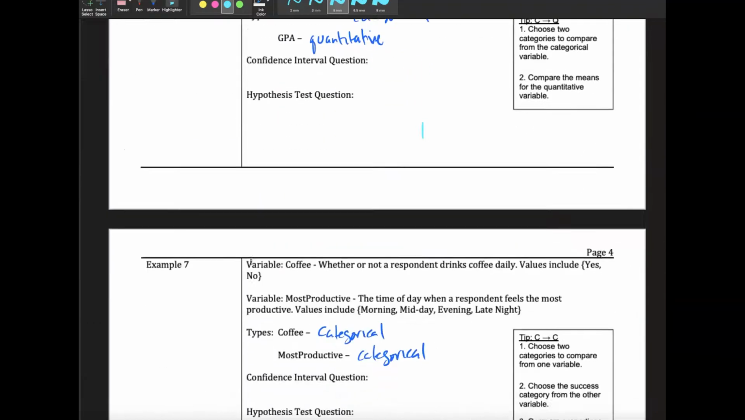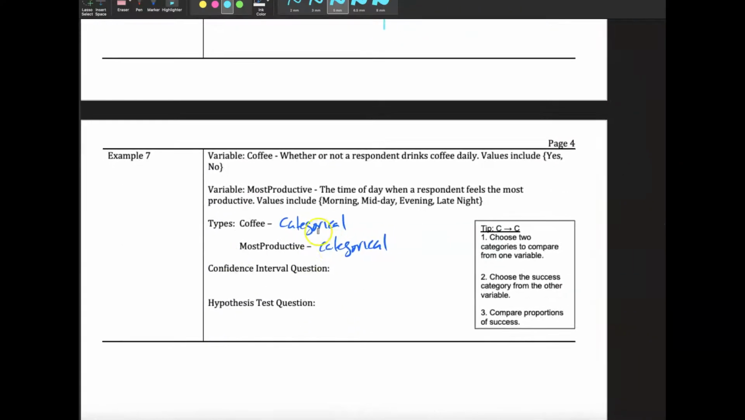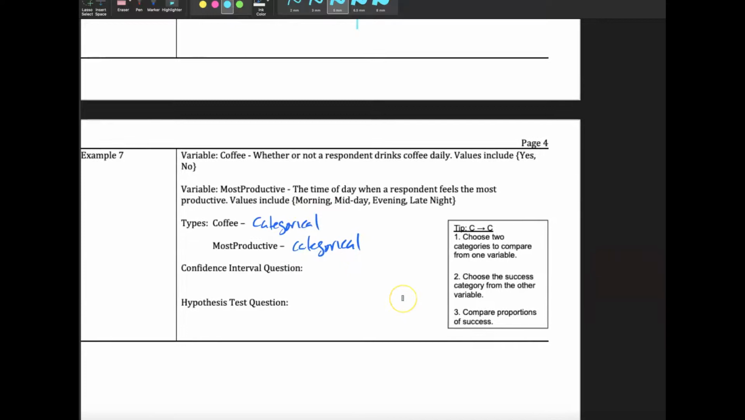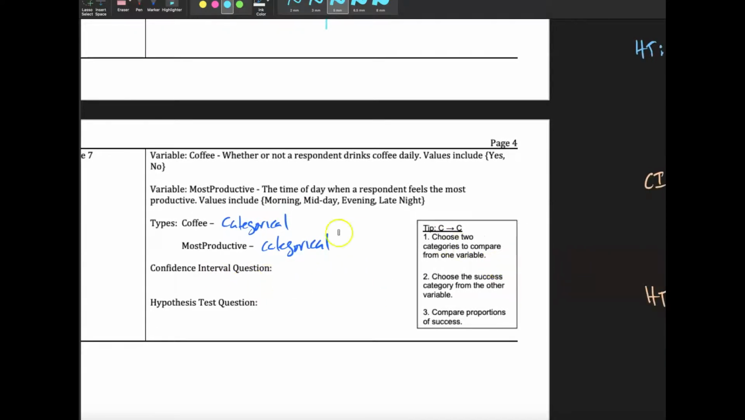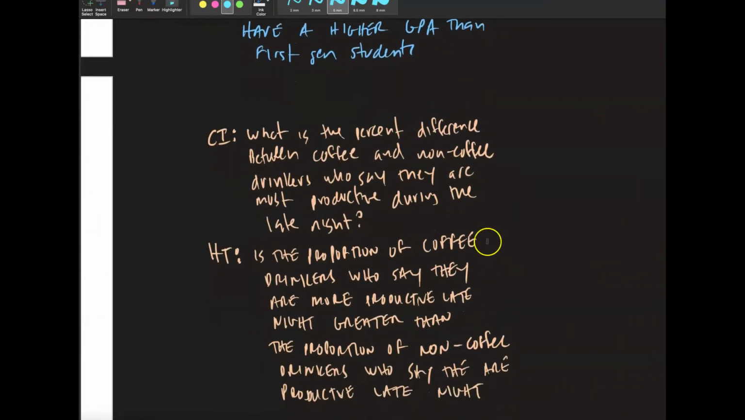Then we have one more example. This time we have two categorical variables. It's a little more challenging to come up with a confidence interval question. You're going to choose one of the categories. I'm going to look at coffee drinkers and non-coffee drinkers, and then choose success from one or the other. I'm choosing late night. How would I compare them? What is the percent difference between coffee and non-coffee drinkers who say they are most productive during the late night? We're going to compare those two groups.